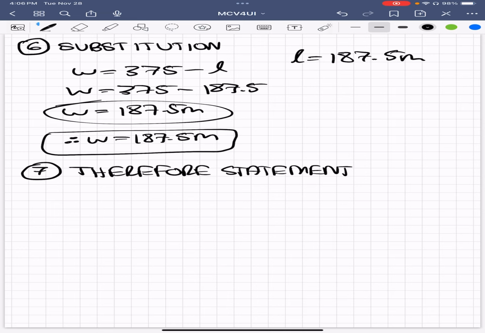So we substituted the critical number, or the value of L, into W equals 375 minus L, or the equation in which we isolated the variable in step 3. And then we have our width, which is 187.5 meters.